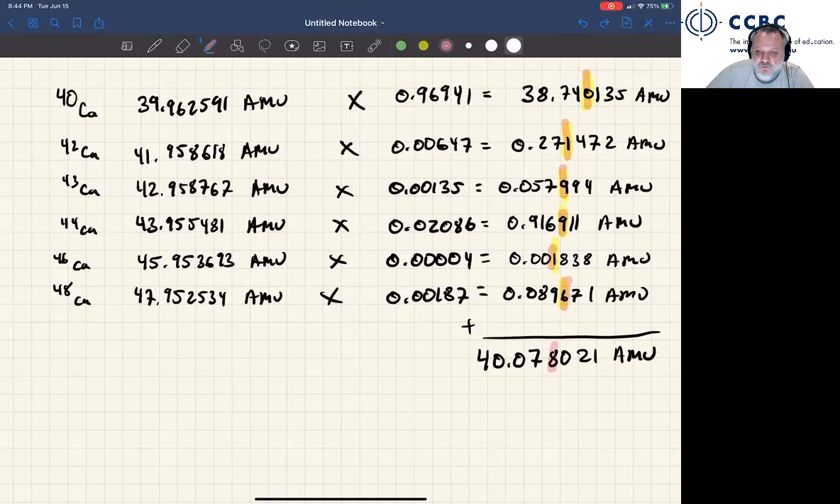So I'm going to round it to that 8. The number behind the 8 is 0, so I just need to drop everything else. So the final answer I report is 40.07 AMU. All right, thanks guys.